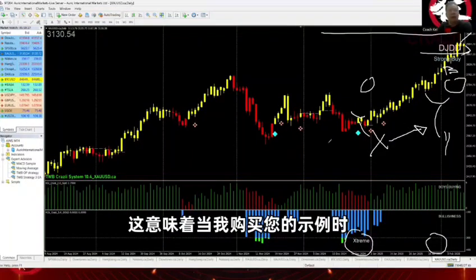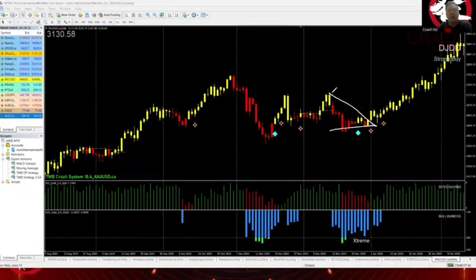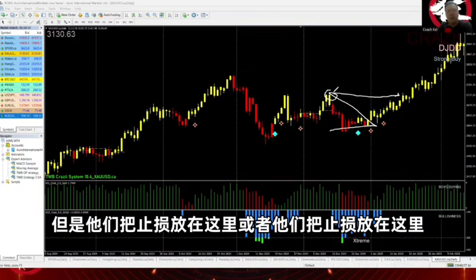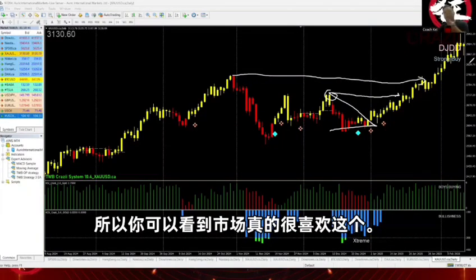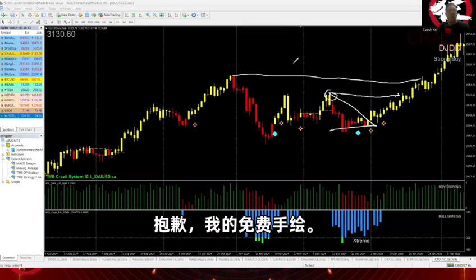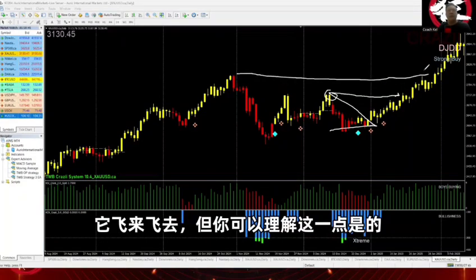So when I was buying here, for example, my first target would be here, because that is where a lot of people put their stop loss, or they put a stop loss here. You can see that the market really goes for that. Sorry, my freehand drawing is very bad, but you can understand the point.